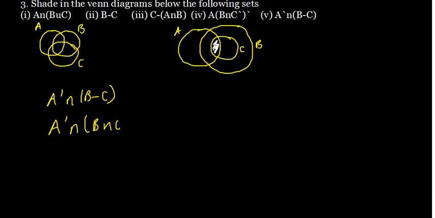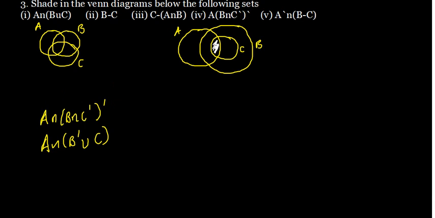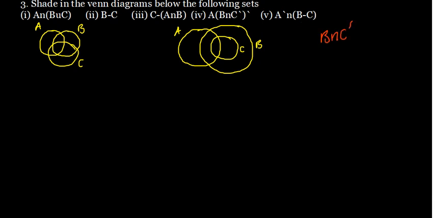Alright, what of in the other set? You also want to shade the same: A complement intersect B minus C. Now the first thing that I'm going to do is shade B minus C. We know B minus C is B intersect C complement. What is in B but outside C? It is this region. This is the one we shaded.